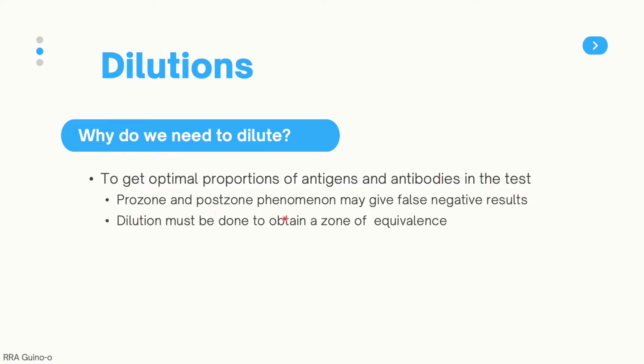Prozone and postzone phenomenon may give us false negative results. Prozone is what happens when you have an excess of antibodies in solution, while postzone is when you have an excess of antigens. Dilutions must be done to obtain a zone of equivalence. And don't forget that our reactions are optimal at the zone of equivalence.